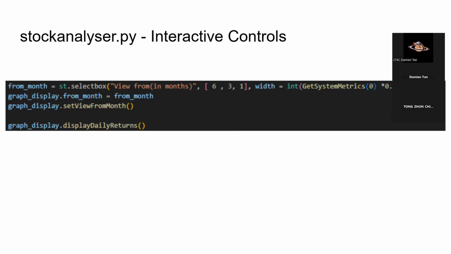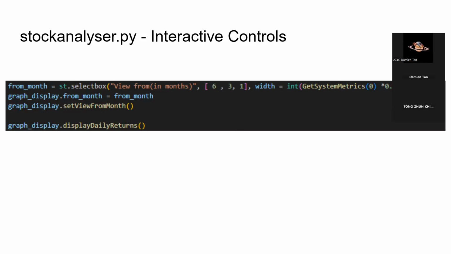In this segment, we are creating a select box for users to choose how many months they would like to view from. So there will be 3 choices, 1, 3, and 6 months, provided for users to choose from. The set view from month function from displaygraphs.py will be used to filter the stock data within the selected time window. The figure will then be displayed on the web application.